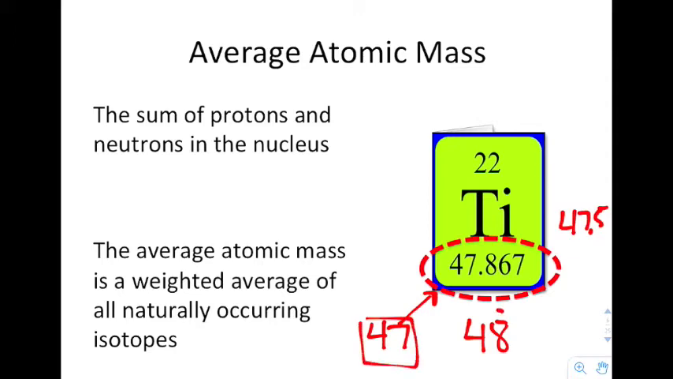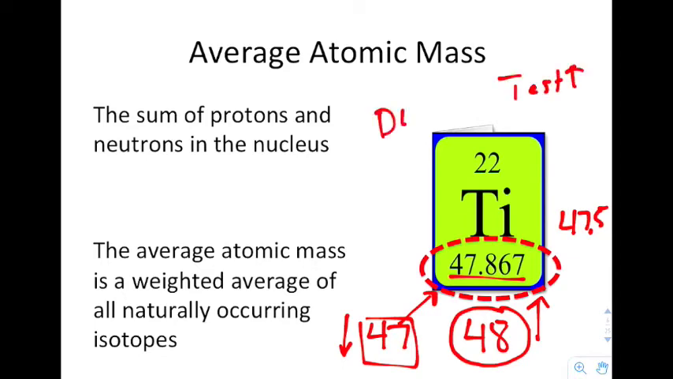What this would show me is that there's more titanium 48 and less titanium 47, because it's closer to 48 than it is to 47. So what we have is an average atomic mass that's weighted. It's just like in a class where tests may be worth more than daily work. So your grade, your average, ends up being more reflective of your test than your daily work.